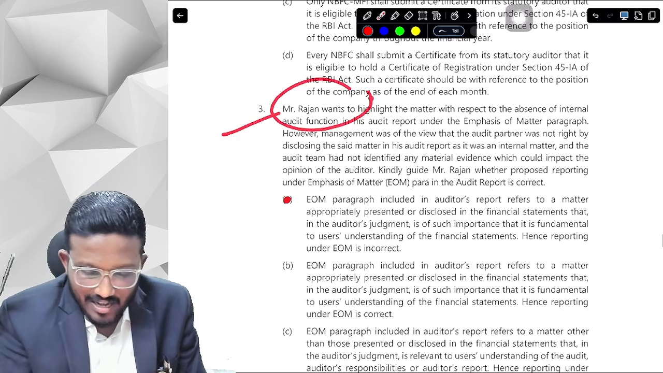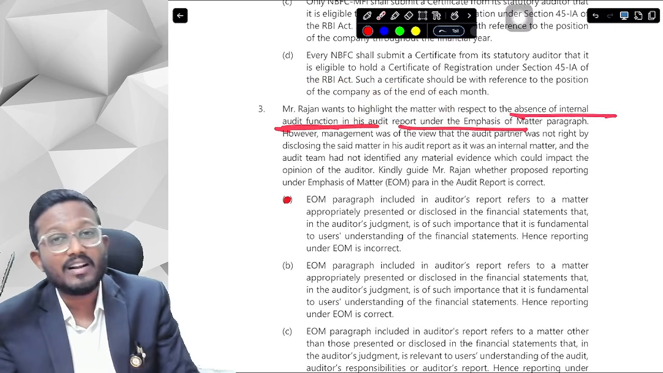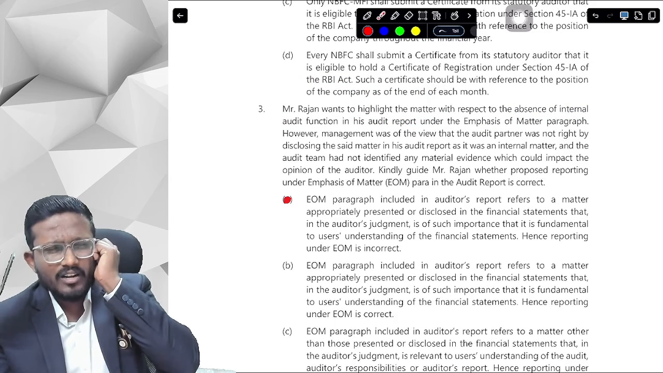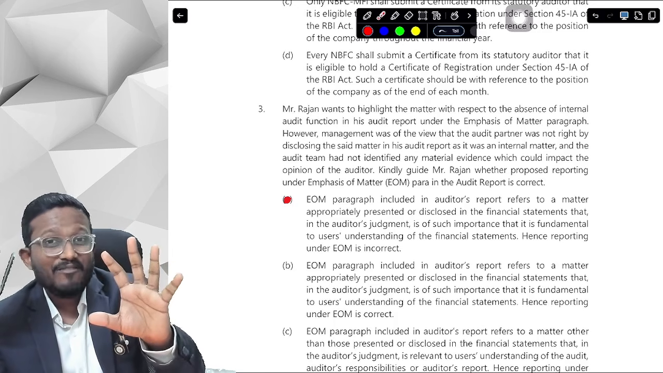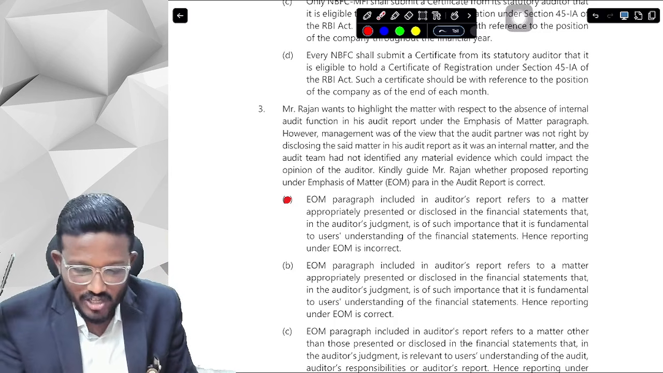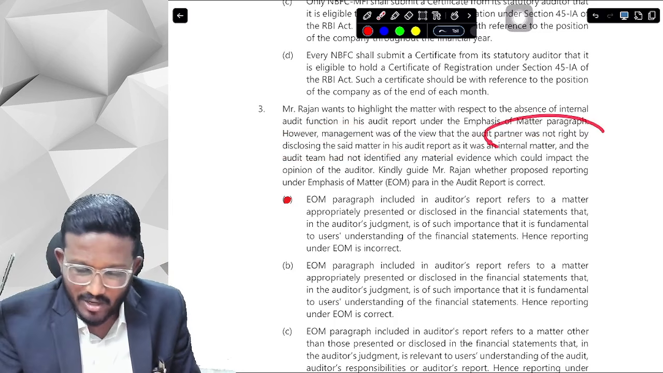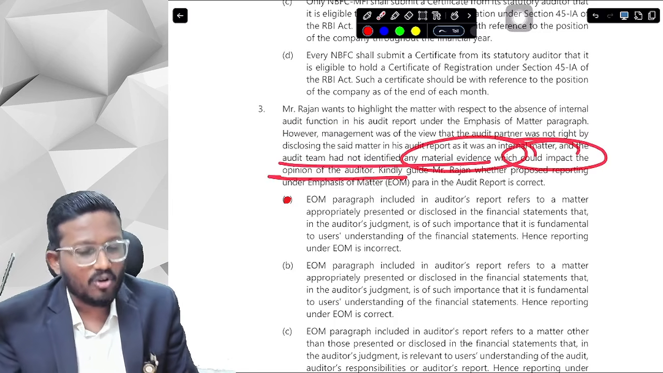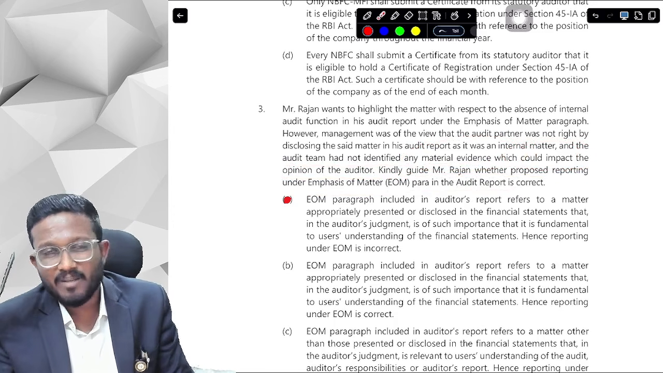Next, Mr. Rajan wanted to highlight the matter with respect to absence of internal audit function in his audit report under the Emphasis of Matter paragraph. We thought, okay, we shall highlight this particular matter, the absence of internal audit function, in our Emphasis of Matter paragraph. But in the financial statements, nothing will be mentioned about the internal audit function. Our manager said that it was not right to disclose the same matter in the audit report because it is an internal matter and we did not identify any material evidence that could impact the auditor's opinion. So kindly guide Mr. Rajan whether proposing an internal audit Emphasis of Matter paragraph is correct or not.